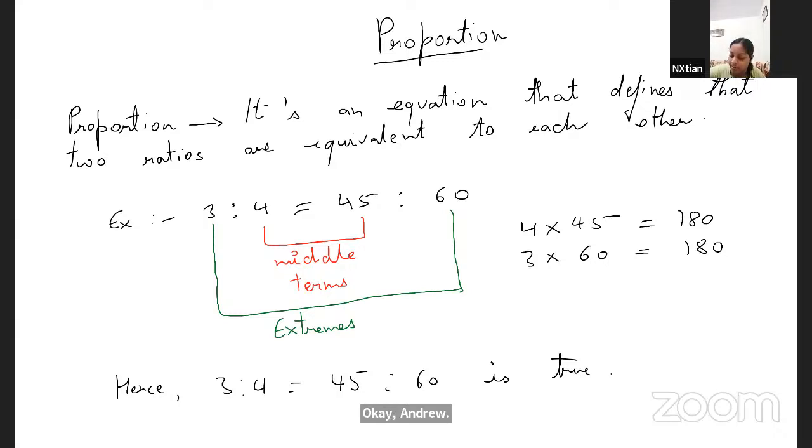Now, sometimes what may happen is that we are given three terms and one term we are not given. We have to find it. Take a look at this example. 4 is to 12 equals 18 is to x. We have to find out the x. That's the fourth term. What's the value of x?